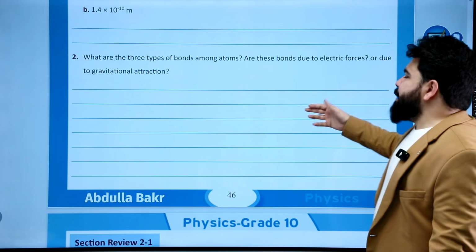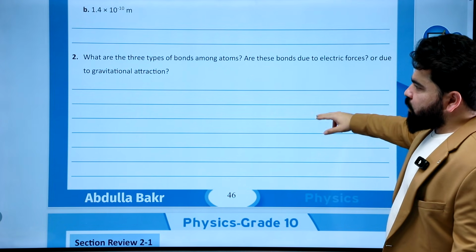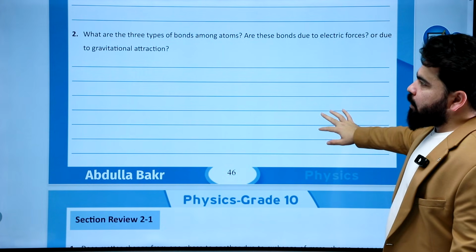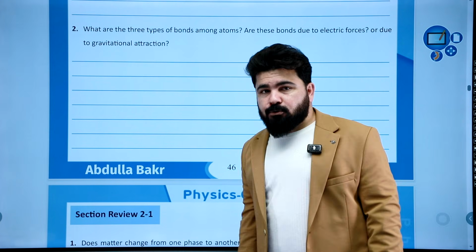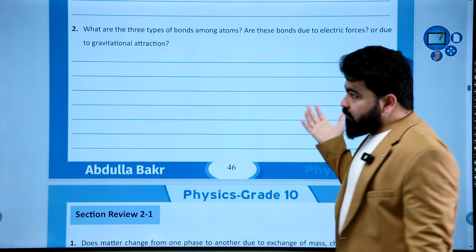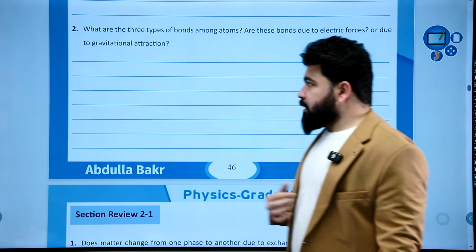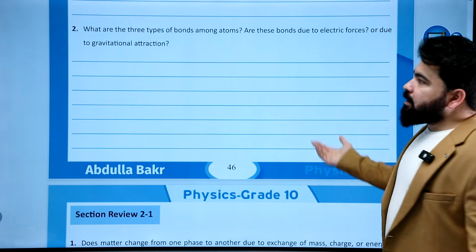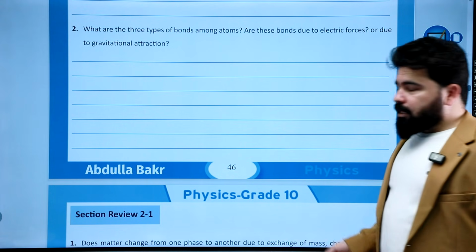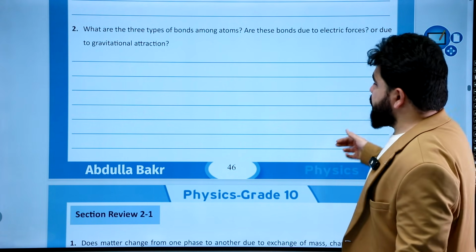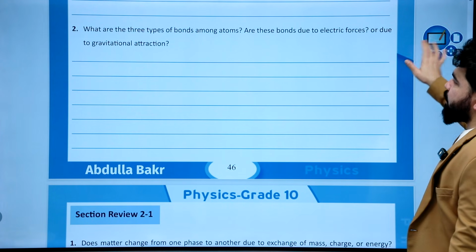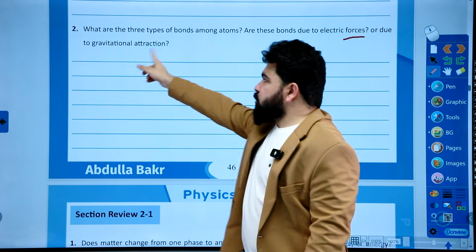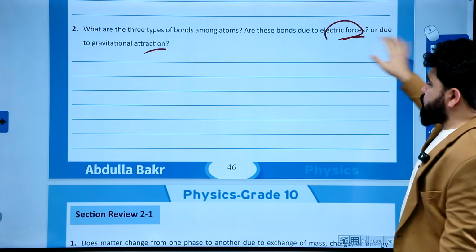We said that ionic bonding happens when one atom donates and the other one receives. Example, crystals of sodium chloride. We have another bond, which is covalent bonding. It happens when atoms are sharing electrons. Example, like oxygen. Metallic bonding happens when you have a free electron moving freely inside a sea of electrons. It says, are these bonds due to electric forces or gravitational attractions? Of course, they are due to electric forces. Be careful.